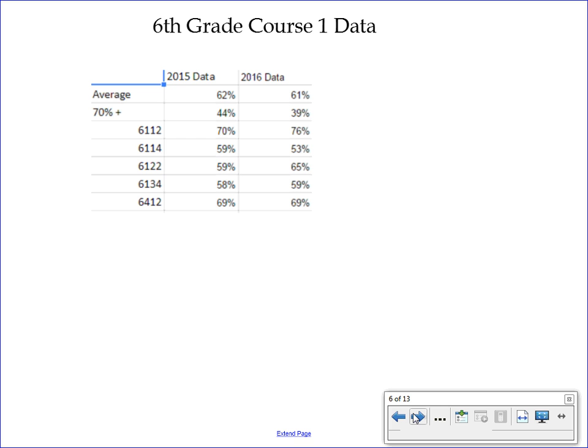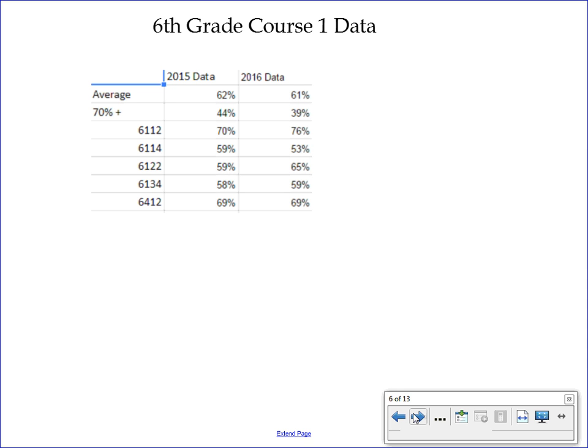Now, as far as the data goes, everybody should have this handout right now. We'll talk first about course 1. That's the 6th graders that are at grade level. As you can see from up here, the data looks very similar from 2015 to 2016.